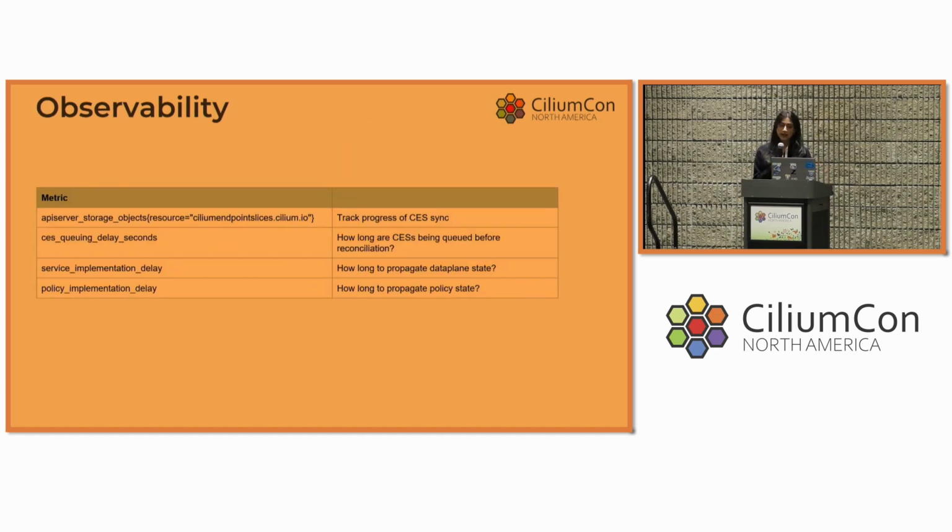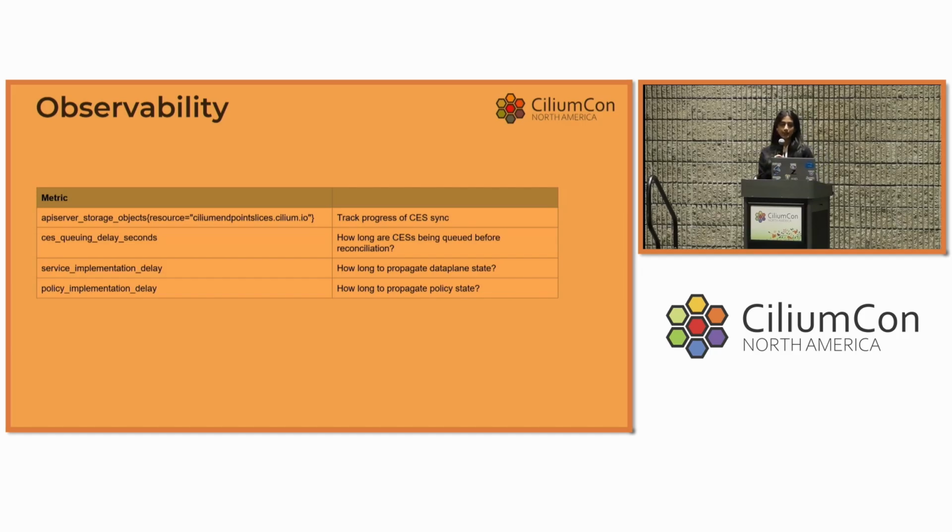How can we track that? Well, there is a metric for it, of course. You could look at the API server storage objects and see, hey, have the number of CES balanced out. You can also approximate it if you use the Go QPS at the operator.